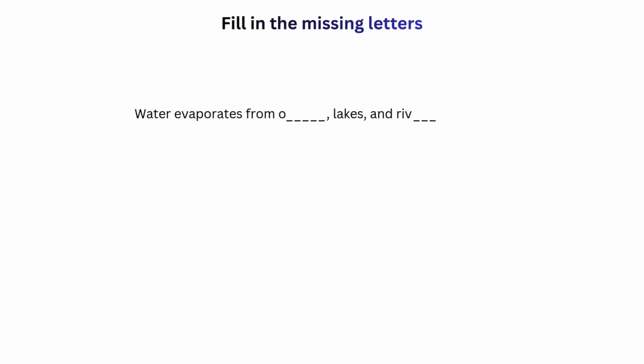Here are 2 bonus tips for you. Bonus tip 1. Think about the word form. For example, a noun can be singular or plural. A verb can change depending on tense. Figure out the form first and add the letters that show this form. Consider this example. Water evaporates from O, lakes, and river. Because lakes is plural, the other 2 words should probably be plural too. You can add the S first and then figure out the words.